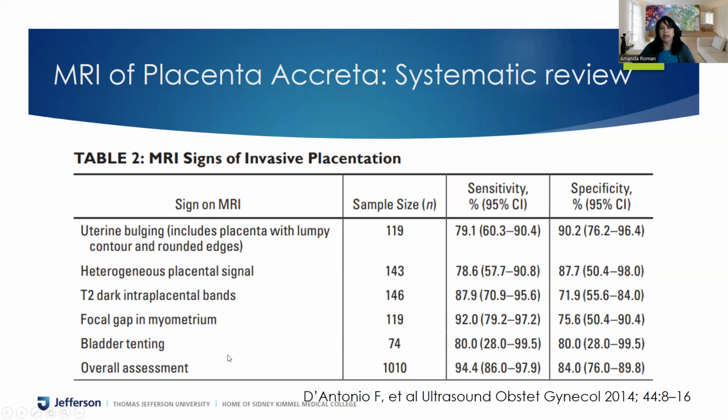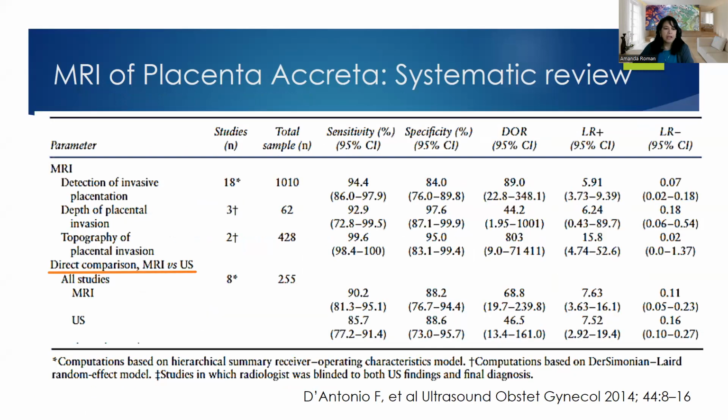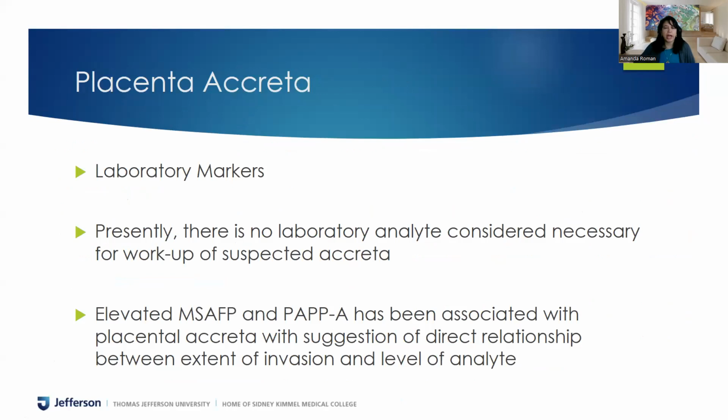And again, they have a grading system. And again, the sensitivity and specificity is not as close to 100% as we wish. When we compare MRI and the ability to detect invasive placenta, the sensitivity is 94%, specificity 84%. And when we compare MRI versus ultrasound, there are no major differences. So ultrasound continues being the best test to diagnose placenta accreta.